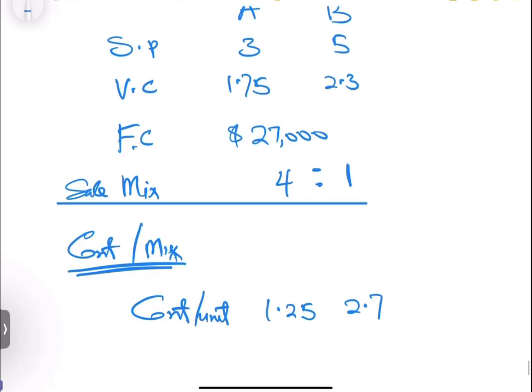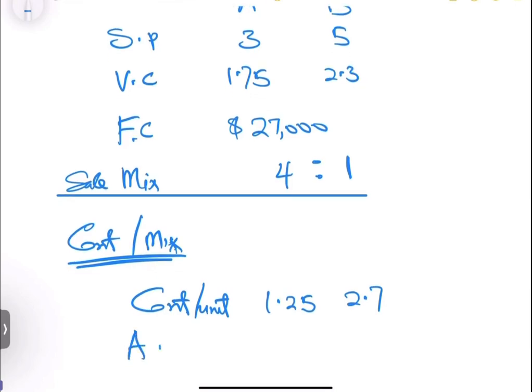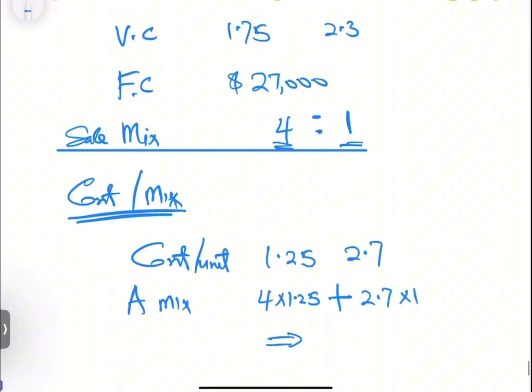So that's contribution per unit. But for a mix, we need 4 units of A. So that means 4 times 1.25 plus 1 unit of B, that's 2.7 times 1. And what would that give us? Total contribution. 4 times 1.25 is 5, and 2.7 times 1 is 2.7, that's $7.7. So this is the contribution for 1 mix. Any question? Does it make sense?